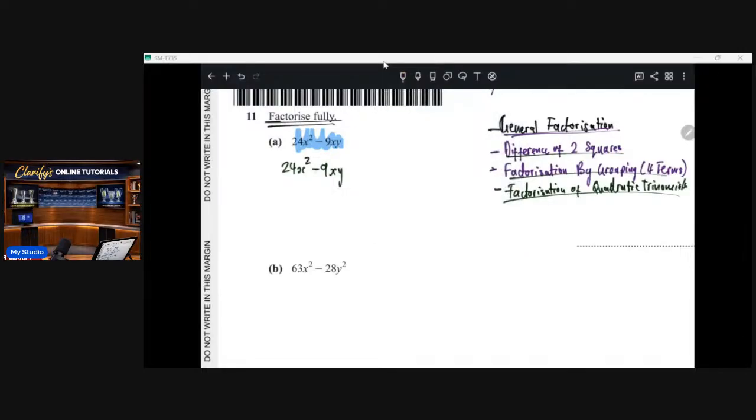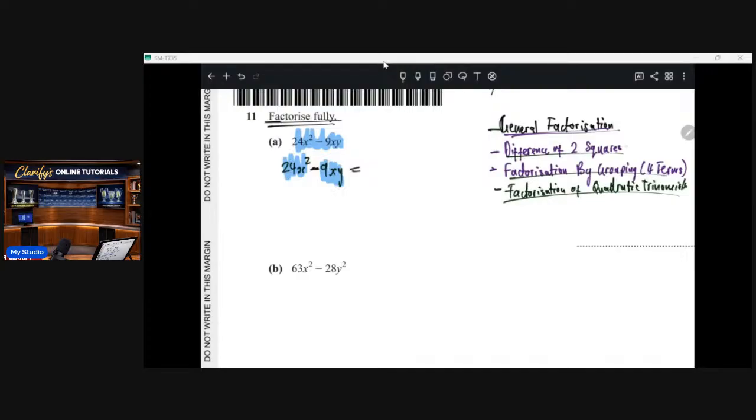Difference means subtraction. You can see there's a subtraction sign, so you say, oh, okay, that's nice. Then, are these terms squares? This one and this one. You see that you have an x, which is not squared. So these are not squares, so you can't say this is the difference of 2 squares.